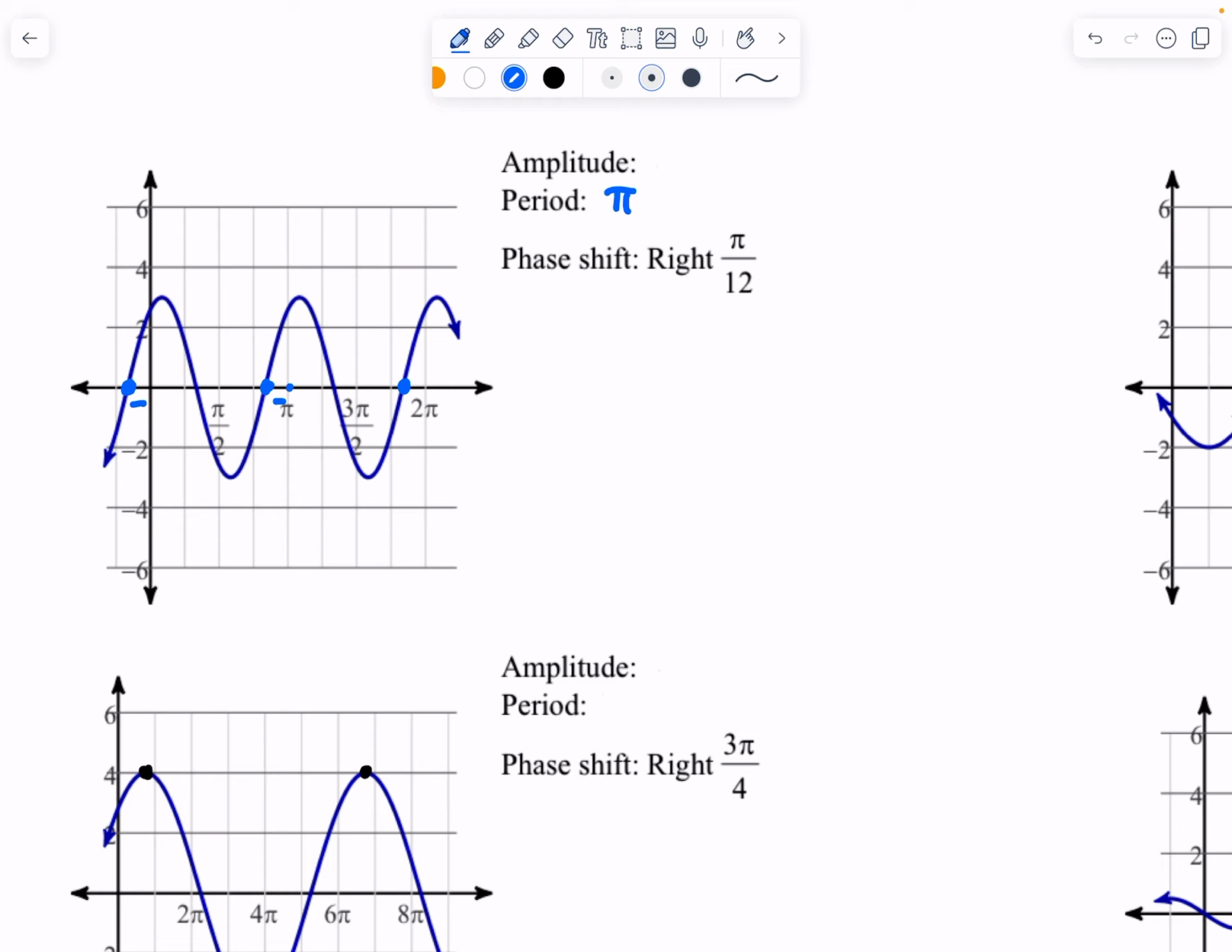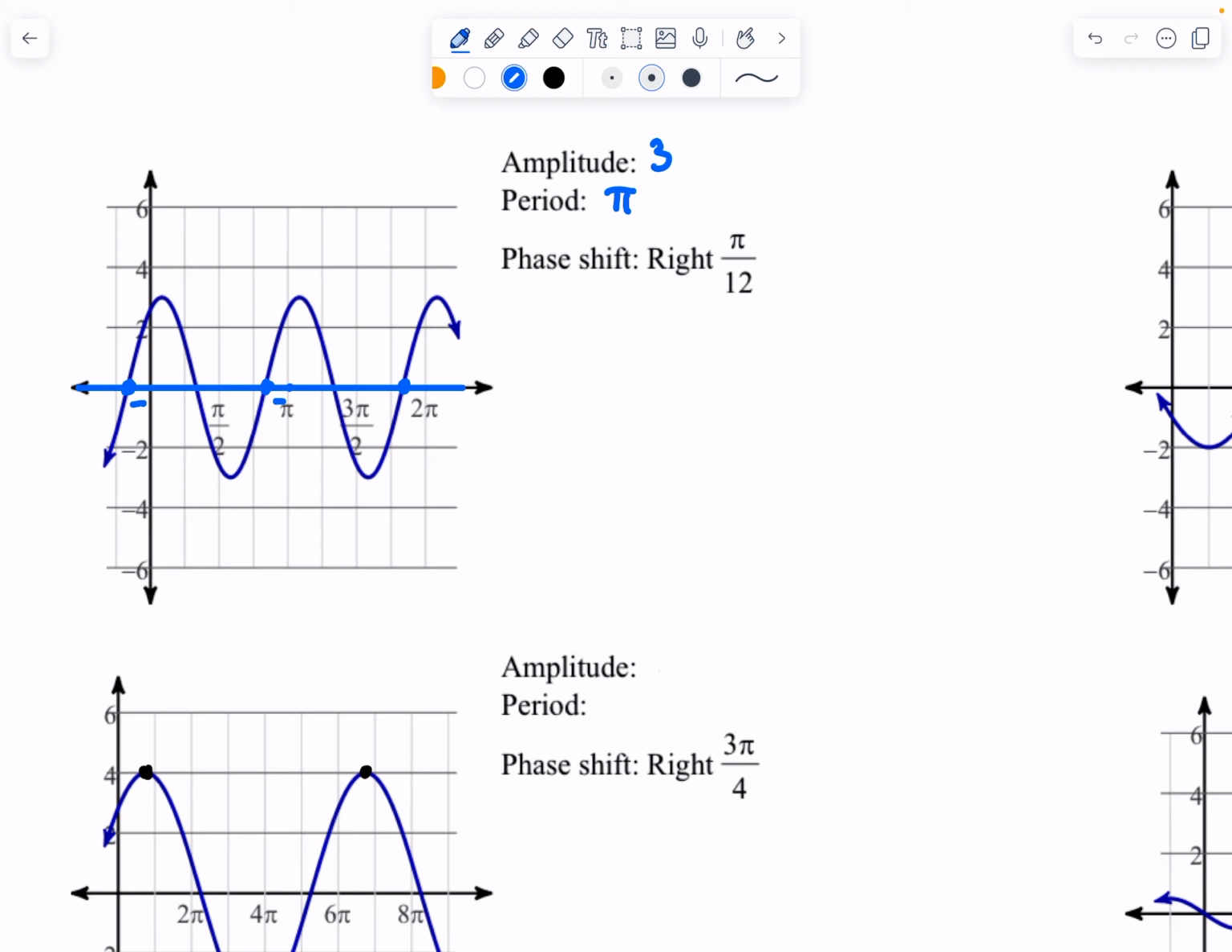And then the amplitude, if we're looking at that, this one's kind of tough to tell. It's a little ambiguous, but we're going to go ahead and say it's a 3. You can tell it goes up 3 and down 3 in each direction. The midline is right there in the middle. It didn't get shifted up or down at all, so there's no vertical shift.